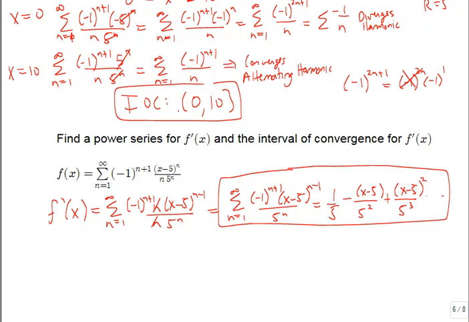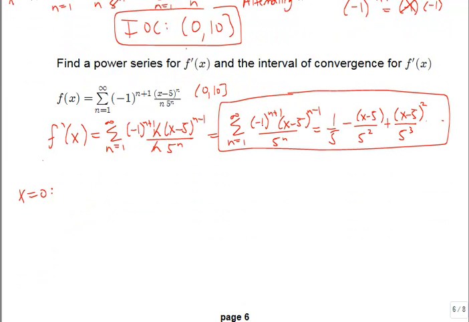Now the interval of convergence of the original series was 0 to 10. So we can check both of those endpoints again. The nice thing about power series and derivatives and integrals is you're going to maintain the same interval of convergence except possibly lose or gain endpoints. So we need to look at our two endpoints again.